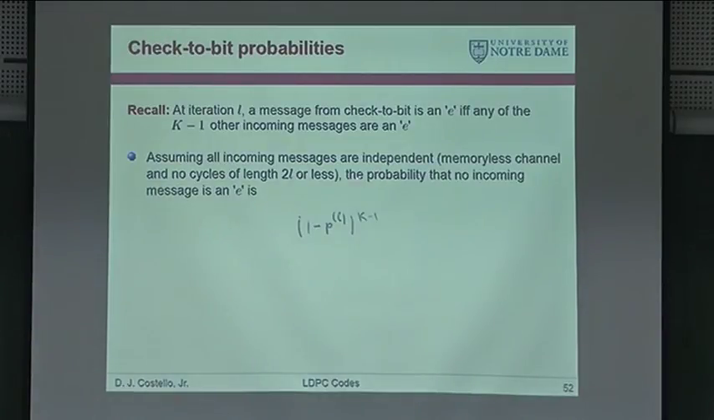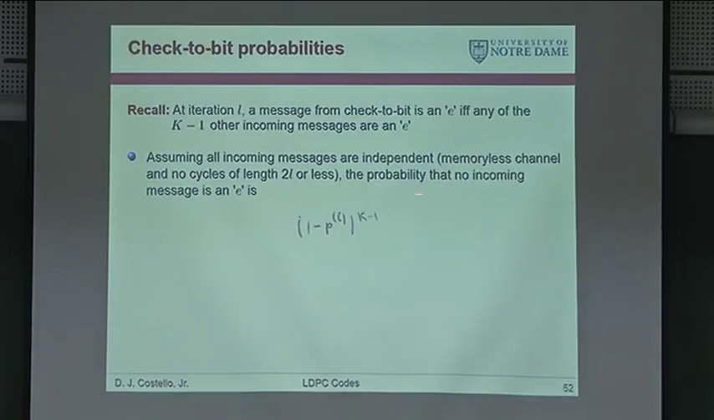So now, assuming that incoming messages are independent, and this is why we have to assume that there aren't any cycles in the code, because for the first iteration, we could make this assumption. It's a memoryless channel, and these things are all independent. But once we go around a cycle, then we no longer can guarantee independence. But we make that assumption.